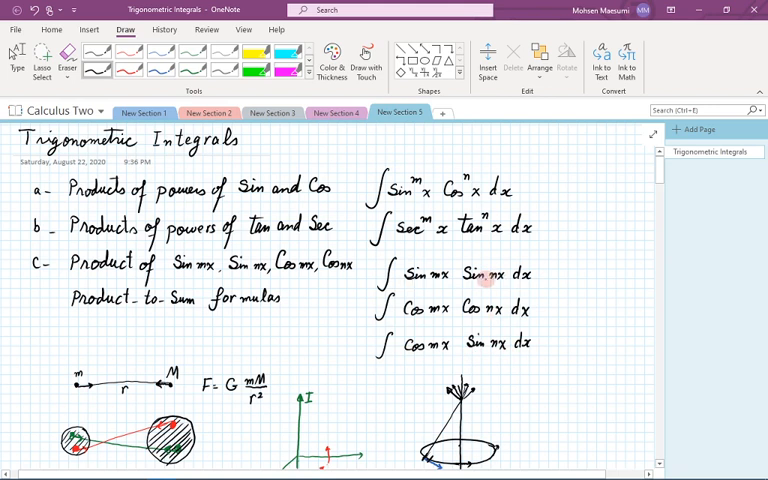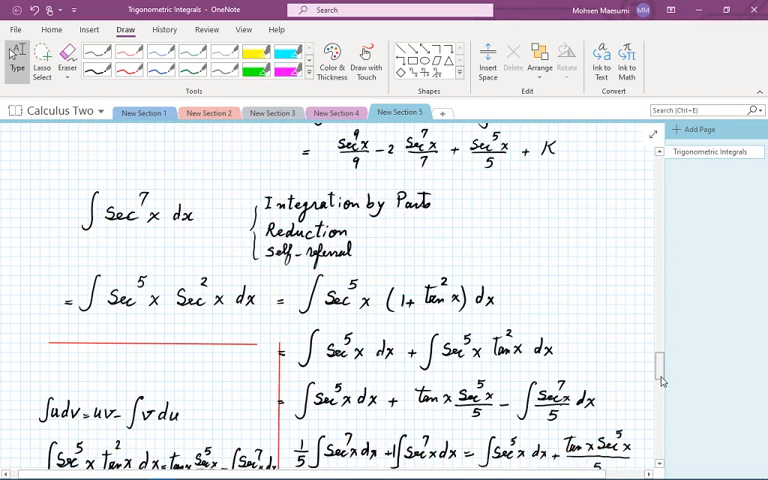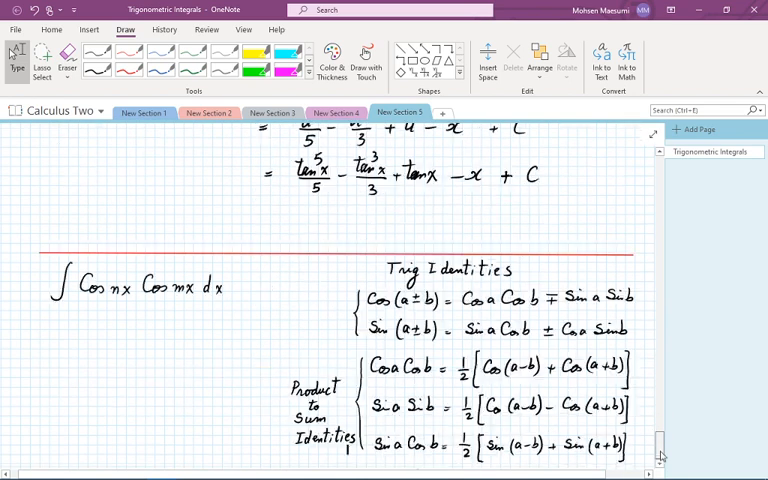By comparison to the previous cases, these turn out to be rather easy, provided that we remember a couple of identities from trigonometry. So again, trigonometry is playing a major role here. Let's go and remind ourselves about these identities. So here I have written some of these identities for you.